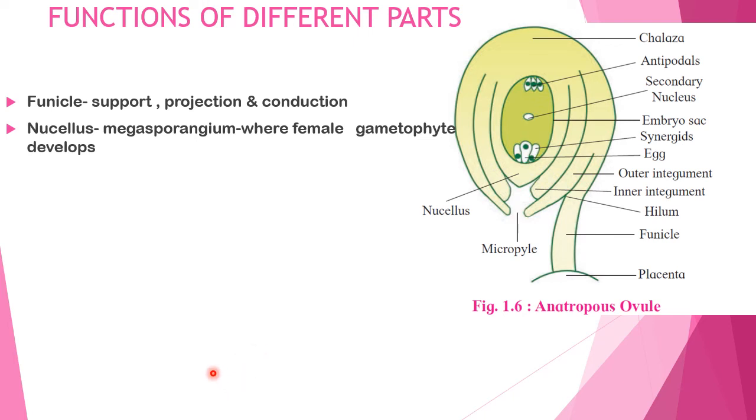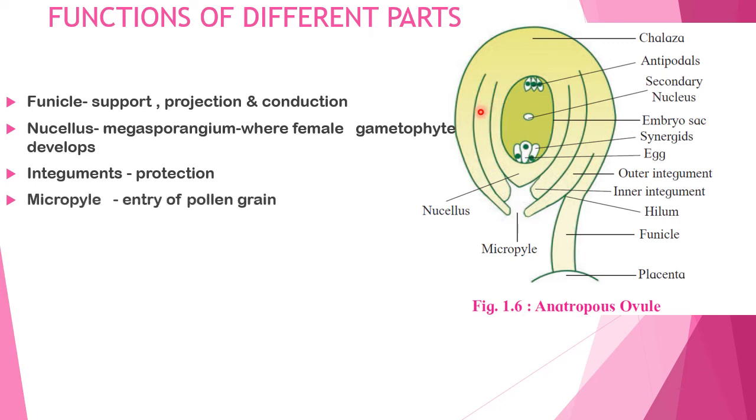Now the next one is integuments. Integuments are the outer protective layers. There will be two layers, the outer integument as well as the inner integument, so it is known as bitegmic. All this we have studied in the structure.